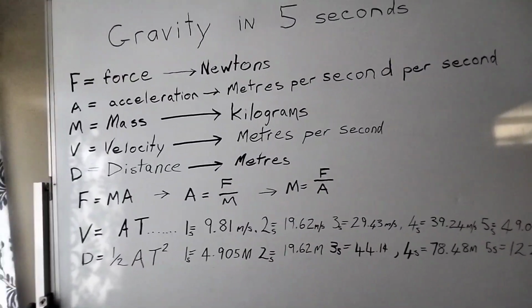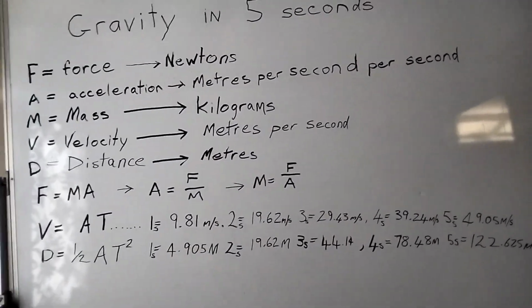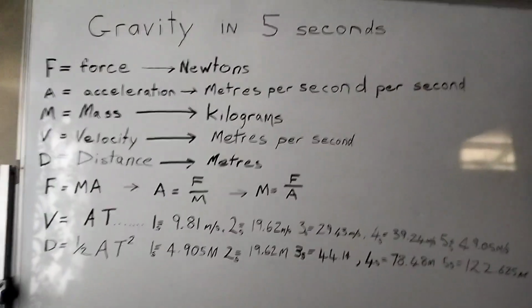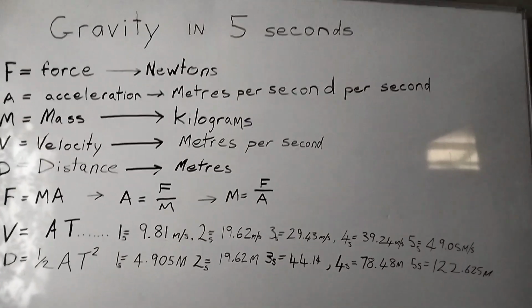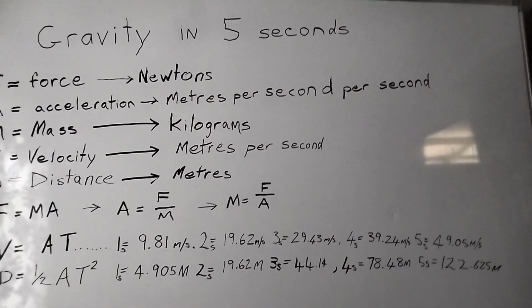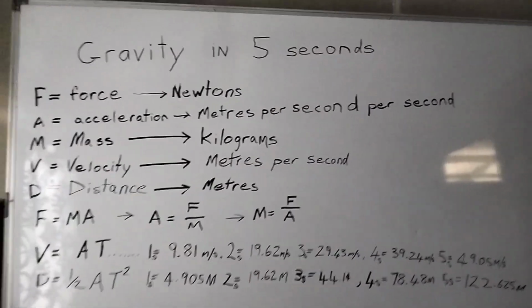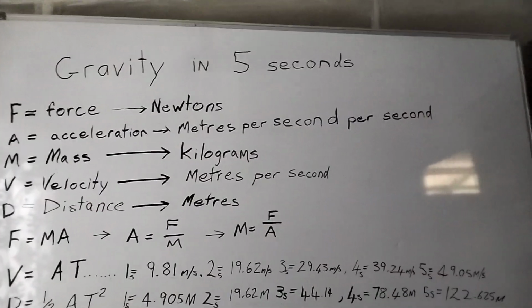So for example, here we've got 5 seconds. It's equal to 49.05 meters per second. If you had 10 seconds, it would be 98.1 meters per second would be your final velocity after a time duration of 10 seconds.